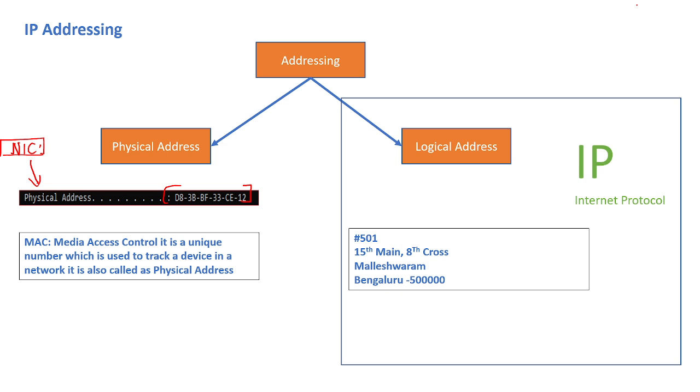The current address can be changed. When you vacate the house or when you change the house, the address will also be changed. You go to the other office and you will get the current address changed. Correct? That is called a logical address.